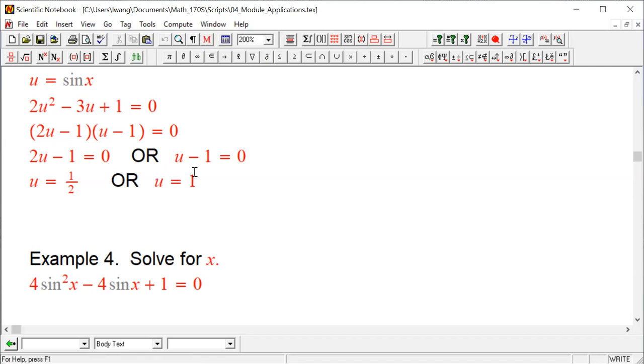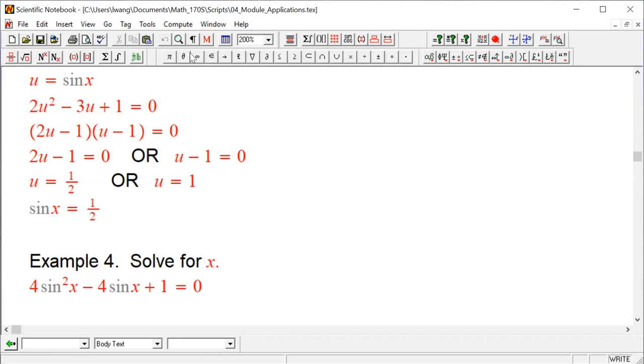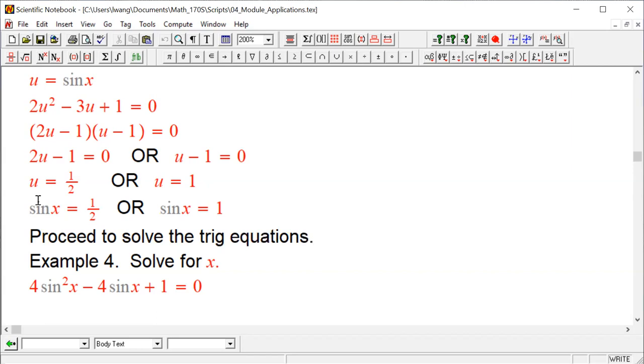And if we bring back sine x in the place of u, we end up solving these two equations, which you are going to learn in trigonometry. Sine x equals 1. So you're going to proceed to solve the trig equations, which you're going to learn in your trigonometry class.